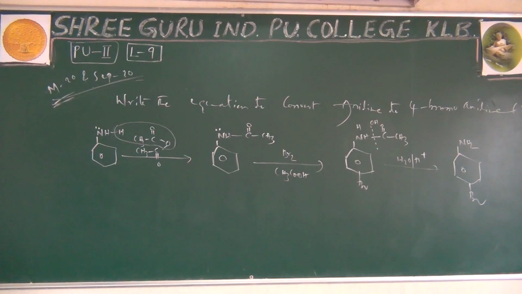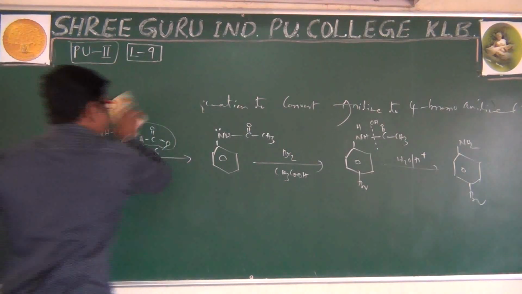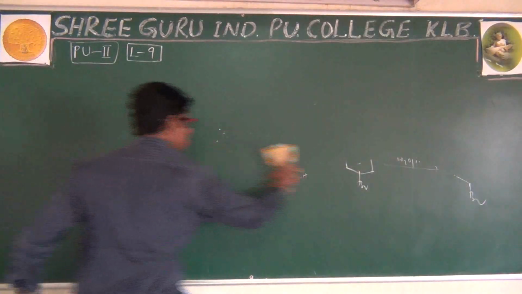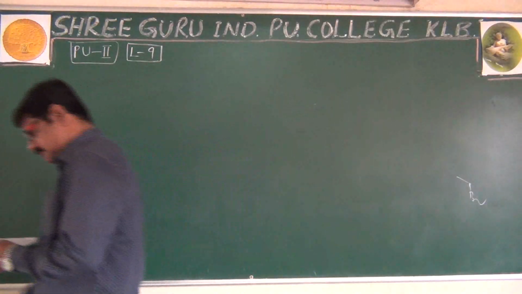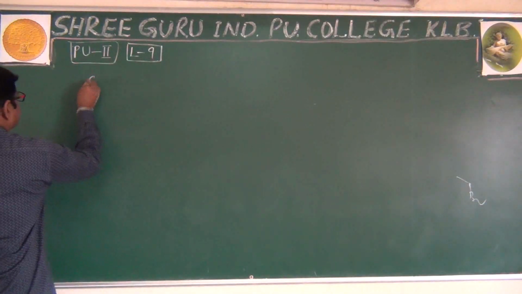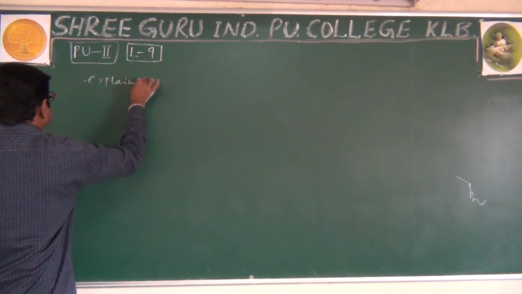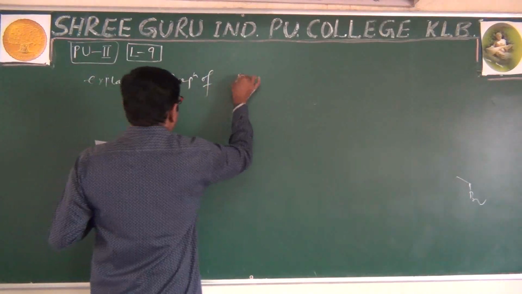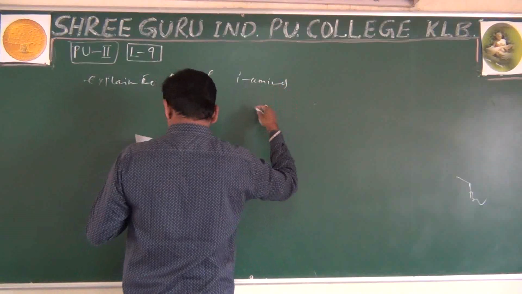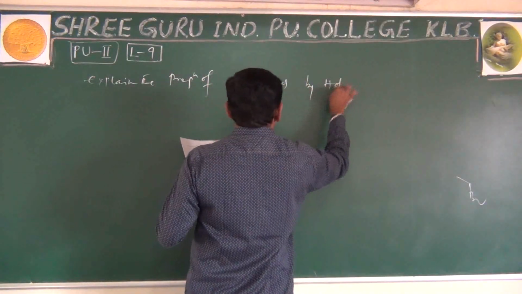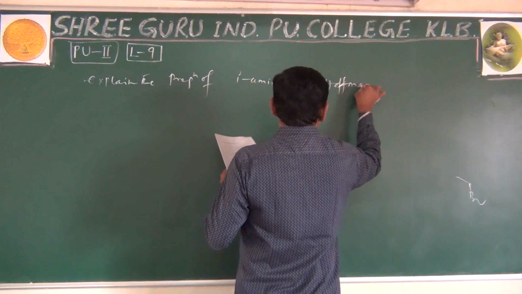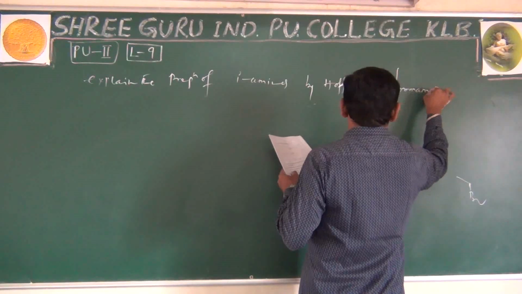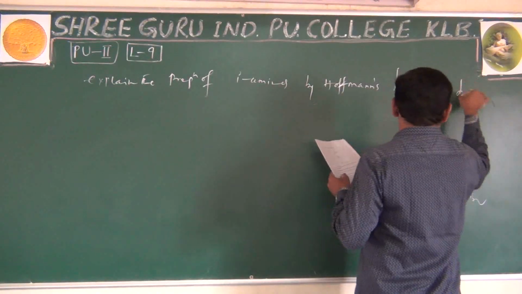Next question is again from March 2020. We will see the March 2020 questions. Explain the preparation of primary amines by Hoffmann's bromamide degradation process.